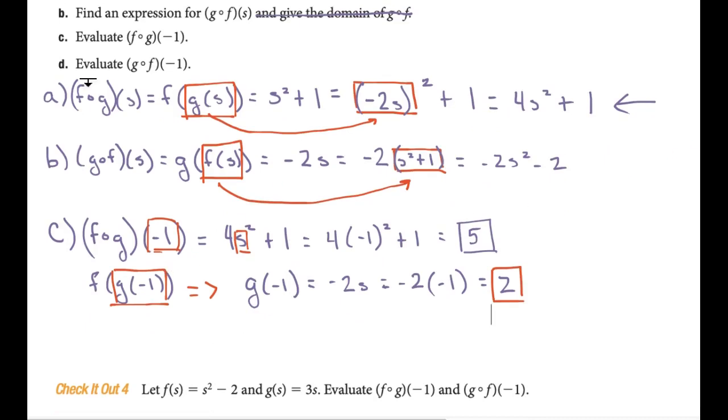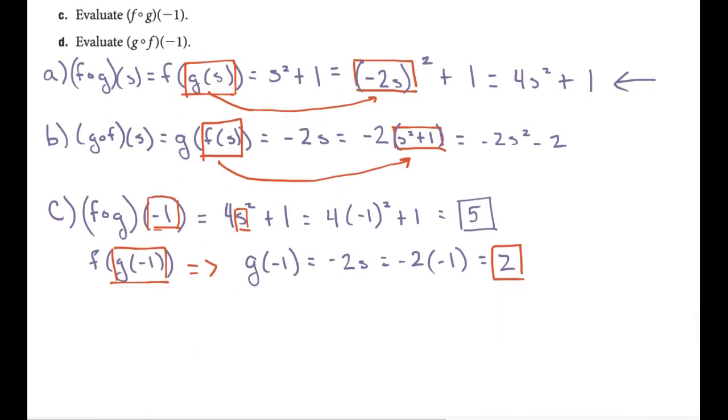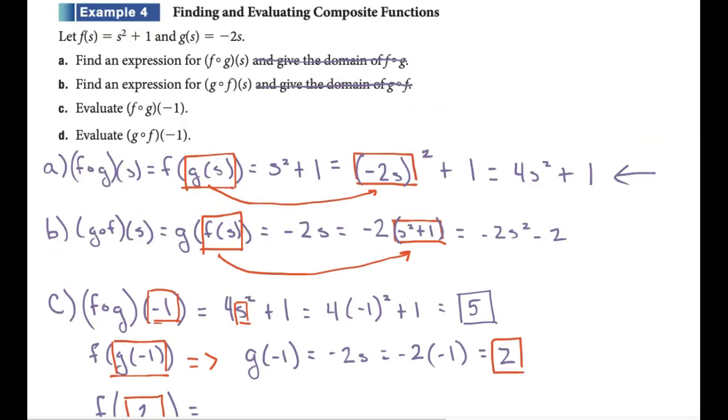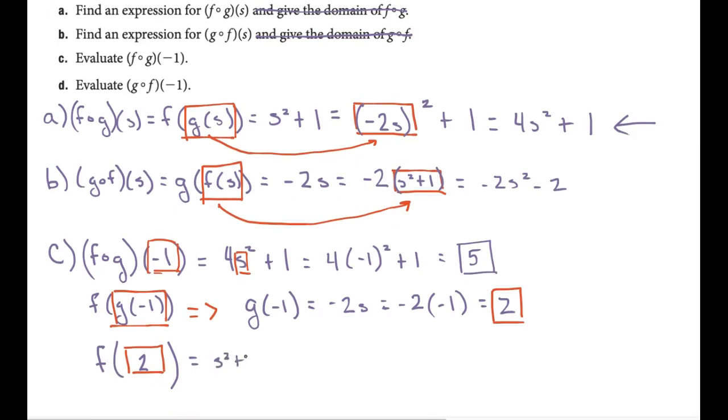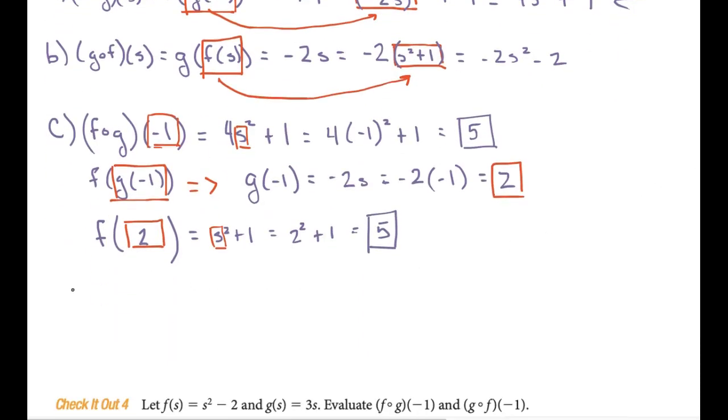Okay, so let me give myself a little more space here. All right, so now we've got f of what? Well, g of negative 1. So g of negative 1 is just the 2 that we just found. So we put 2 in there. All right, so f of 2 then. Now f up here is s squared plus 1. Now we want to put the 2 in anytime we have an s. So we're going to replace that with a 2, and we get 2 squared plus 1, which is 4 plus 1, which is 5. So either way that we did it, we got a 5. Okay, I'm going to do the other one both ways as well.